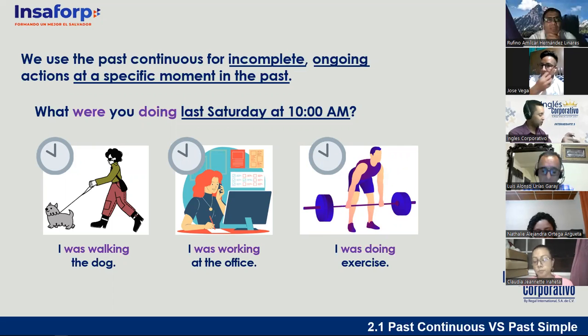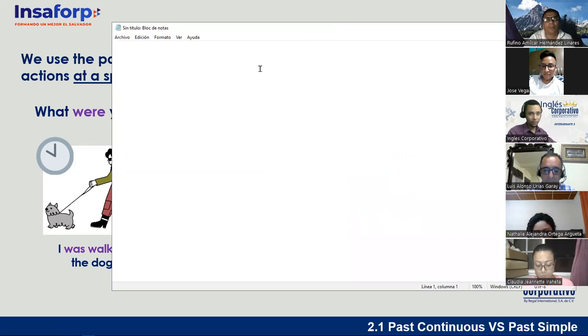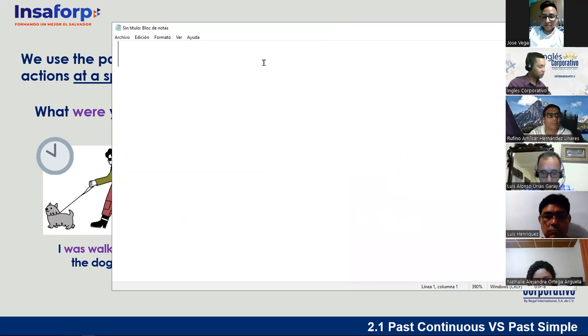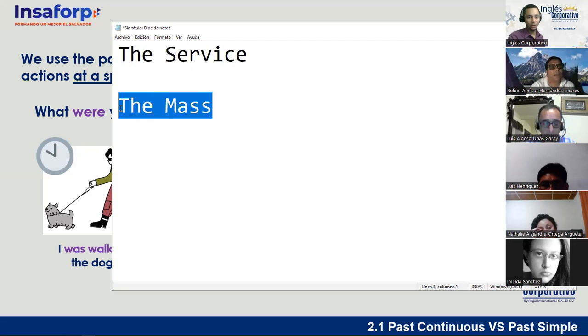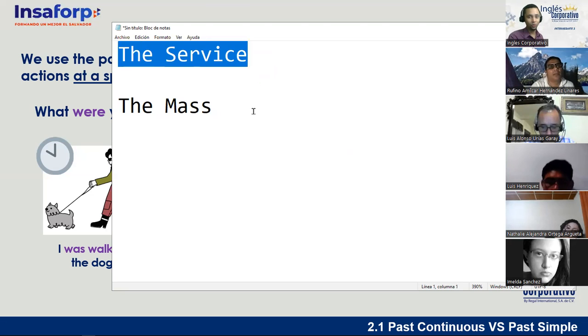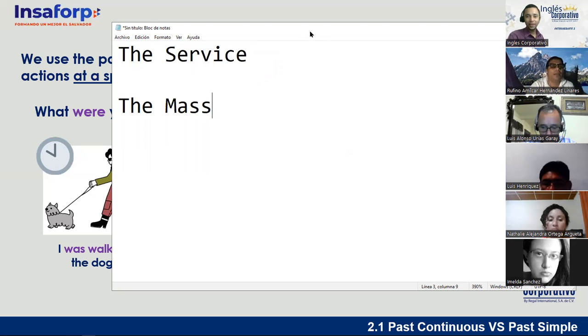Okay. By the way, that's how you say it. I'm going to show this to you. Let's see, and before Jose Vega's participation, right? Here very quickly, for religious ceremonies, you say the service is like el culto, right? If you're a Catholic, you say the mass, which is la misa, okay? So for different religions or beliefs, right? The mass is la misa, the service is el culto, right? So that's how it is.